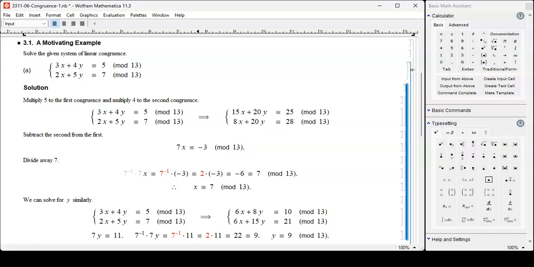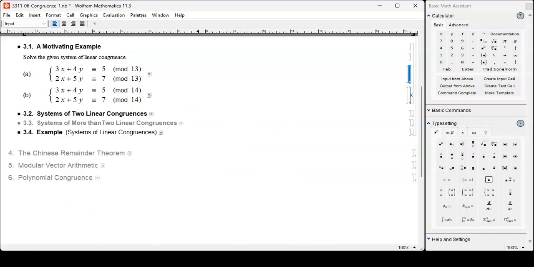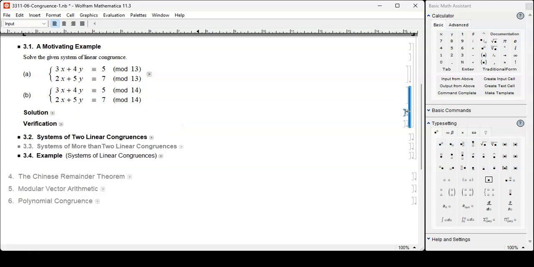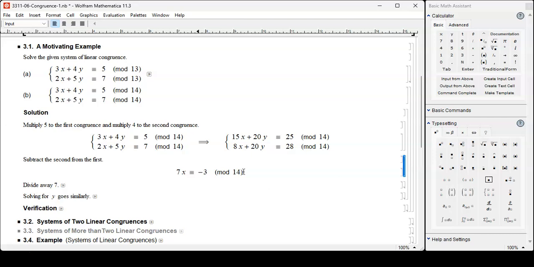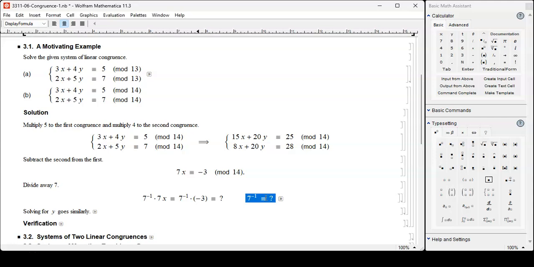All right, that's the solution for the first problem. How about the second problem? Well, the same thing here. So let's proceed with exactly the same technique. Eliminate y. Exactly the same thing. And then we have to divide 7 away. So I cannot divide by 7 and create a rational number. So I have to multiply the multiplicative inverse of 7 modulo 14. What is it? 7 inverse is? Well, there's a problem. It does not exist in this case.